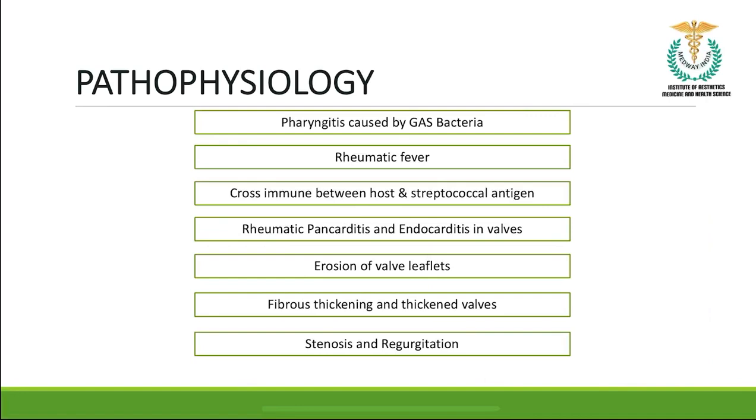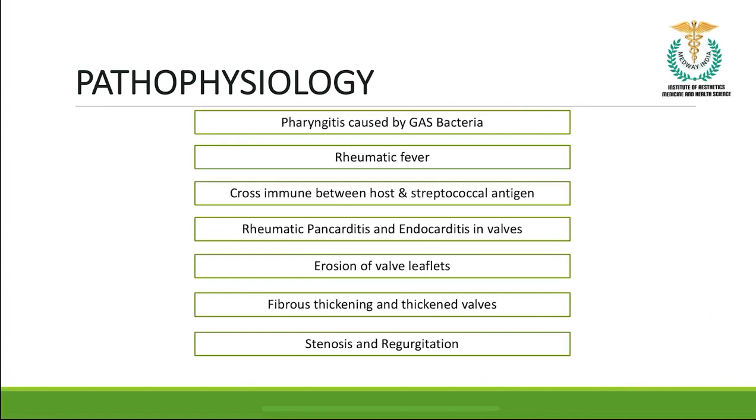Coming to the pathophysiology, as I have mentioned, because of the infection caused by group A beta hemolytic streptococcus bacteria, that is GAS bacteria, in the tonsillopharyngeal area, that is pharyngitis, the individual may get rheumatic fever. In rheumatic fever there is a cross immune response, which means there is a molecular mimicry between the host and the streptococcal antigen. So the antibodies, which were meant to attack the bacterial antigens, in addition will also attack the host antigen.